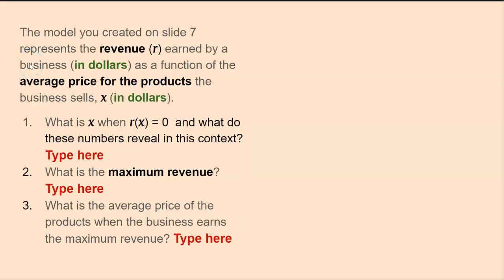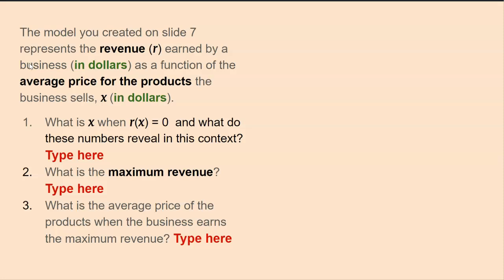When they get to screen A, they will discover that there is a context about revenue for the function that they have modeled on slide 7. So this context says the revenue that is earned by a business in dollars is a function of the average price for the products that the business sells. So the question is, 1, what is x when r of x is equal to 0? That means the revenue is 0. What do those reveal in context?